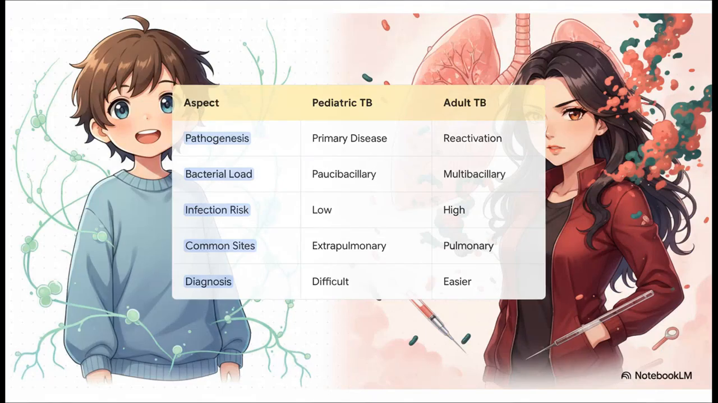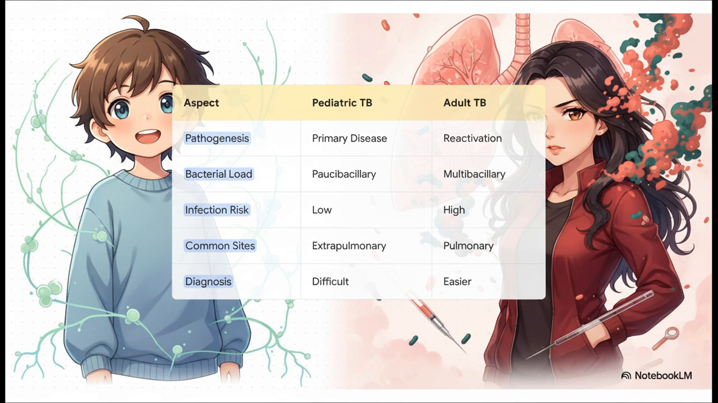This table, you should basically just memorize it. It's a very common exam question. The biggest takeaway? Kids get a pauci-bacillary primary disease. They have very prominent lymph nodes, and it often spreads outside the lungs. This means they aren't very infectious to others, but it makes them incredibly hard to diagnose.